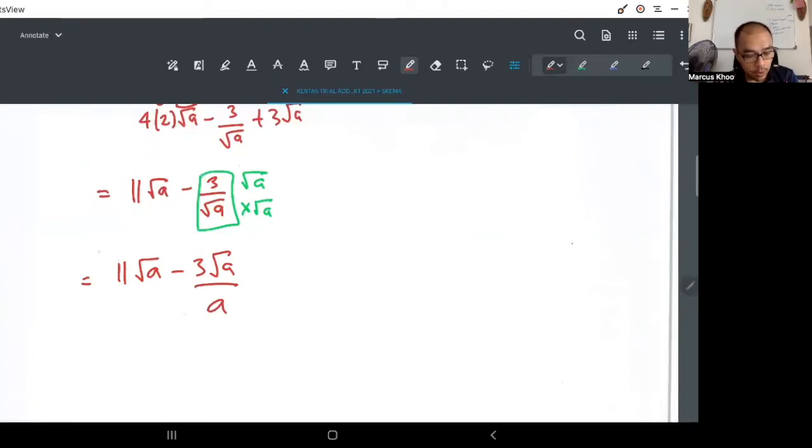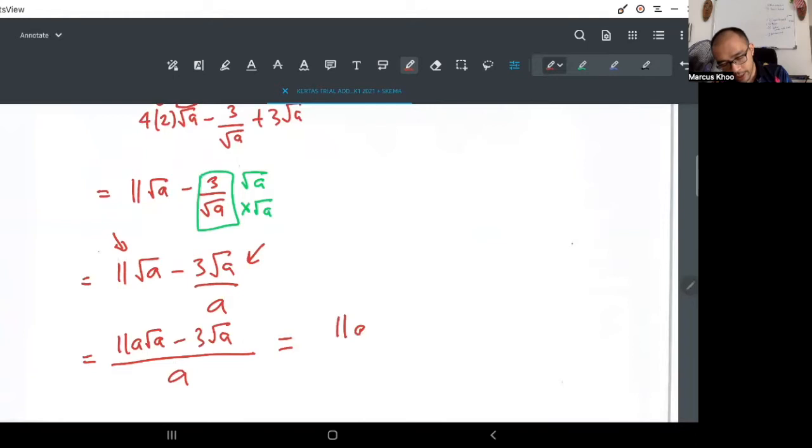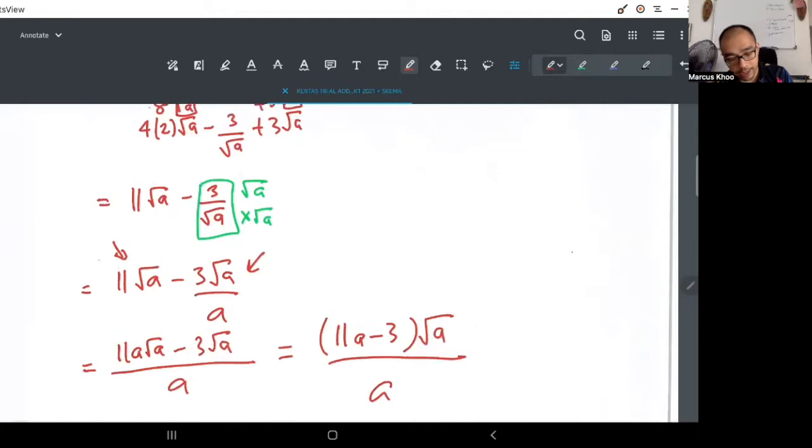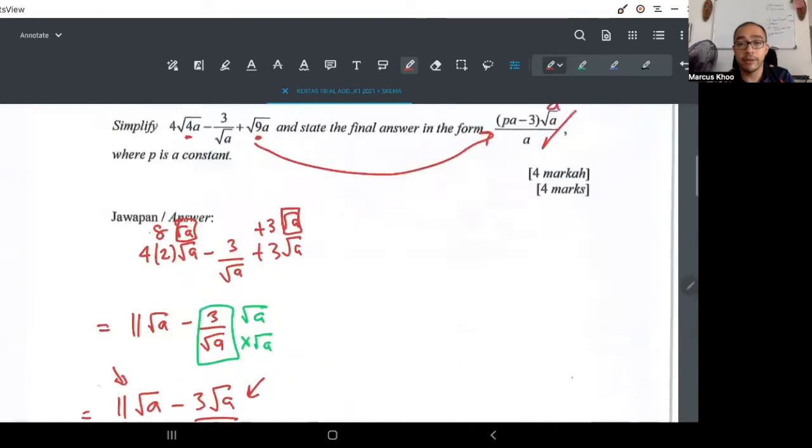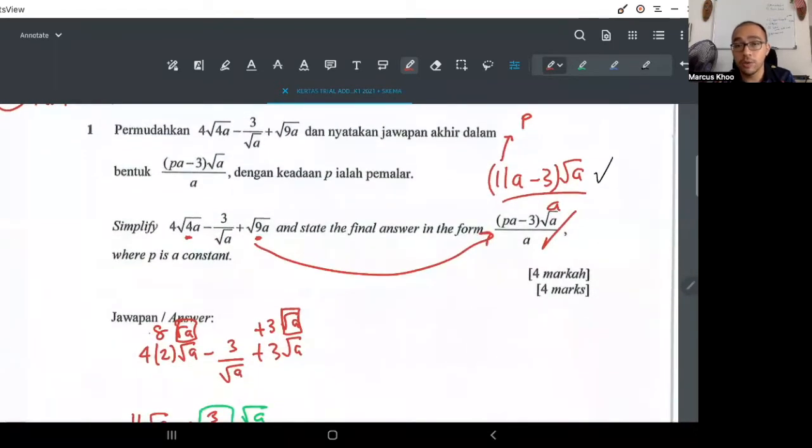Now this one has no root a at the bottom, but this one has. But we can combine the 2, to become everything over a. So this will be 11a root a minus 3 root a, and then that's where we factorize. We get 11a minus 3, factorize out the root a, over a. And this brings us to very similar to this. Yes, 11a minus 3 root a over a. State the final answer in this form.